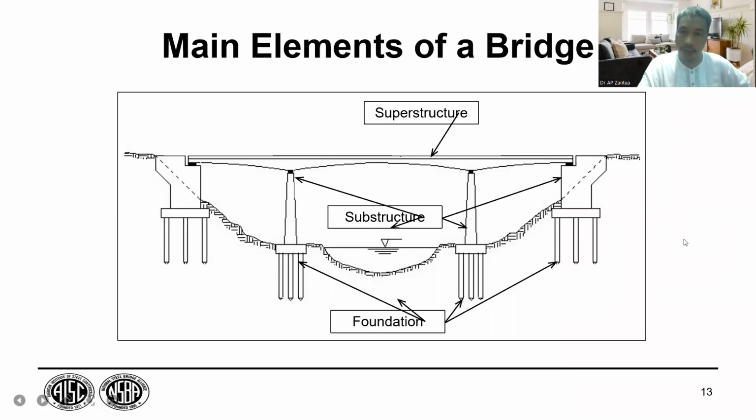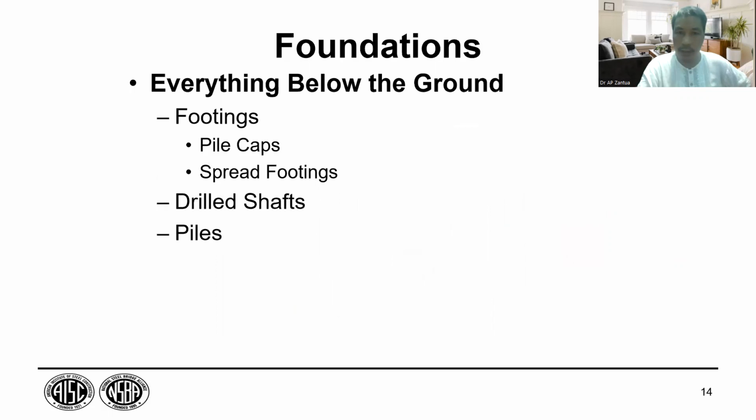Those are the main elements of the bridge. And lastly, we have the foundation, that is below the ground. Footings are a part of the foundation. Not only the footings, but also drilled shafts or piles. Piles, footings, drilled shafts, those are what we call foundation. Footings include pile caps and spread footings. In bridges, we only use pile caps and spread footings.